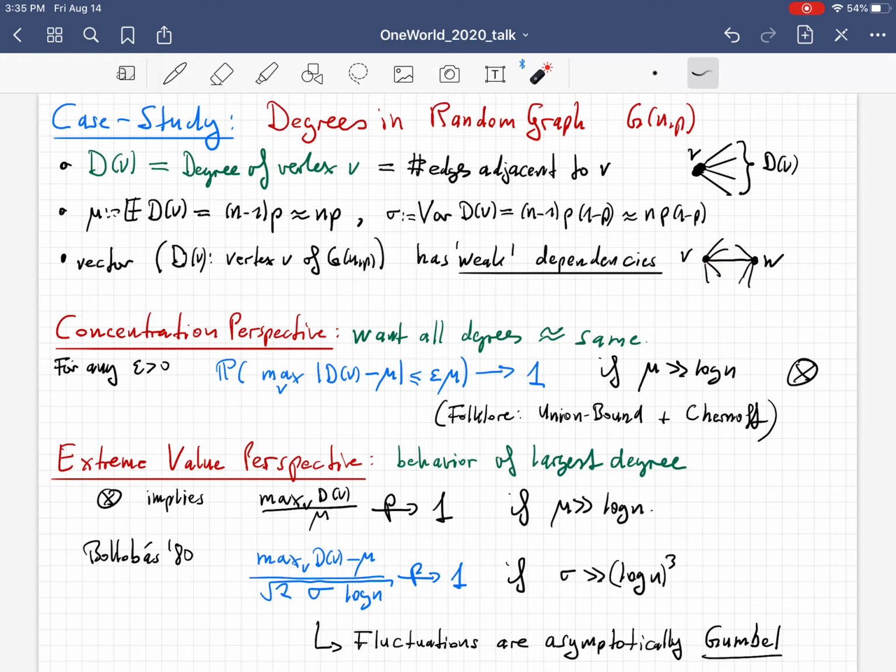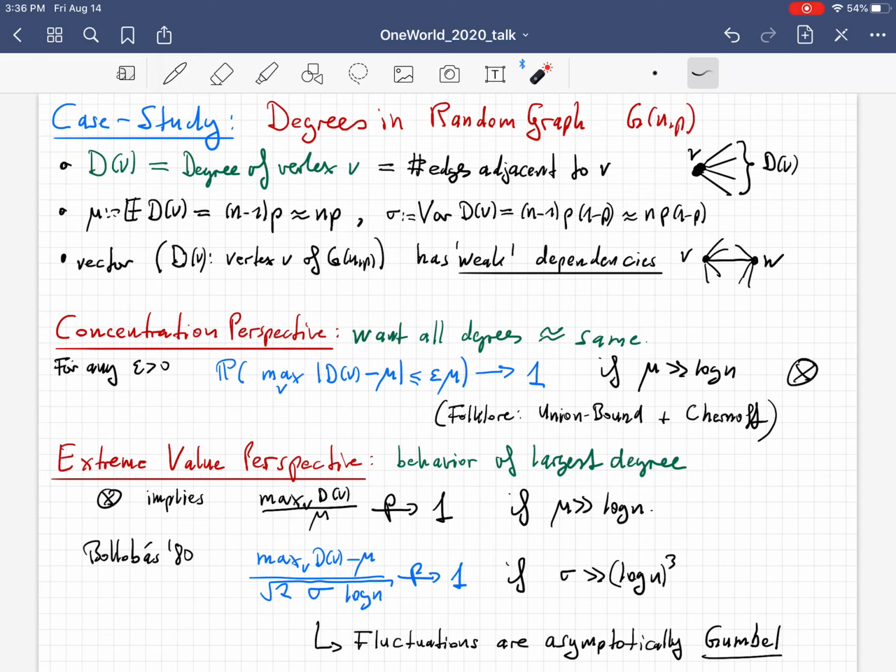Okay, so these degrees, this is a very classical thing and has been studied since the early days of random graphs, of course, because it's a very natural graph theoretic parameter. And so from the concentration perspective, we want really that all the degrees are approximately the same. So one way to say this is: for any epsilon, I'm interested in when is it true that all the degrees are close to the expected value. In other words, when is it true that if I subtract the mean from each degree, the result is always less than or equal to epsilon times the expected value for all vertices? Okay, this is what this is saying.